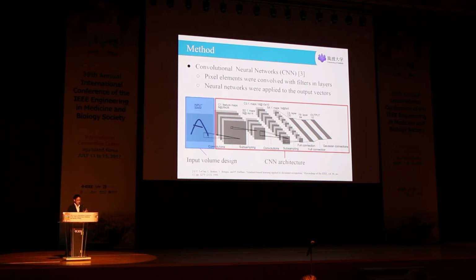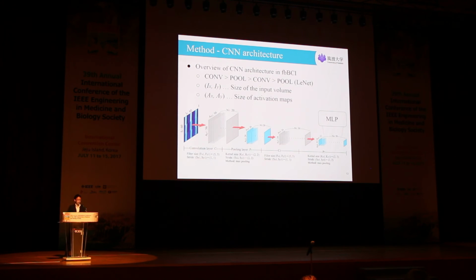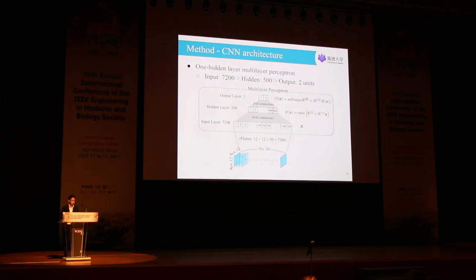Then we consider the CNN architecture for the calculation. The model that we have implemented is based on LeNet, which is a very common algorithm in CNN studies. LeNet has 2 convolution layers and 2 pooling layers. This is the input volume, 60 by 60, like I explained. Then these input volumes are resized through the convolutional layers and pooling layers to the activation maps. Then these activation maps are flattened again to input to the multi-layer perceptron.